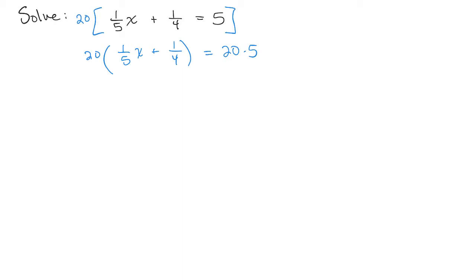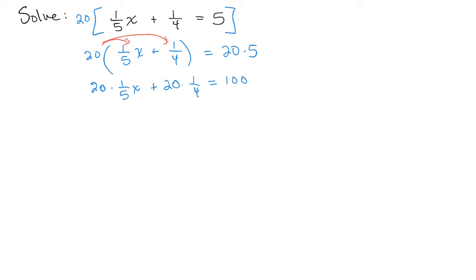All right, so in any case, you're multiplying 20 by the 1/5 x, you're multiplying 20 by the 1/4, and you're multiplying 20 times 5. That's on the right-hand side. So if I distribute here, I've got 20 times 1/5 x plus 20 times 1/4 equals 20 times 5 is 100. There's no fractions over there.